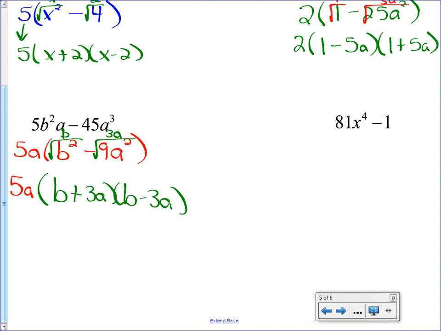Now this last example is an interesting one. I have a difference of squares here. Both numbers are perfect squares. I can take the square root of the first term, the square root of the last term. What do I get when I take the square root of this first term? Very good. How did you get that, Nick?